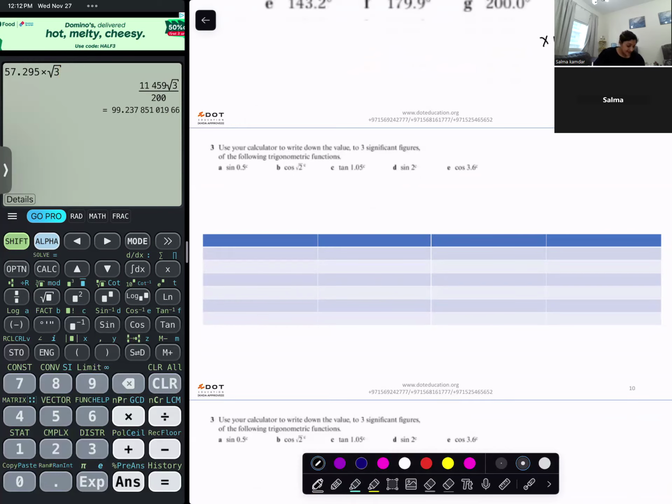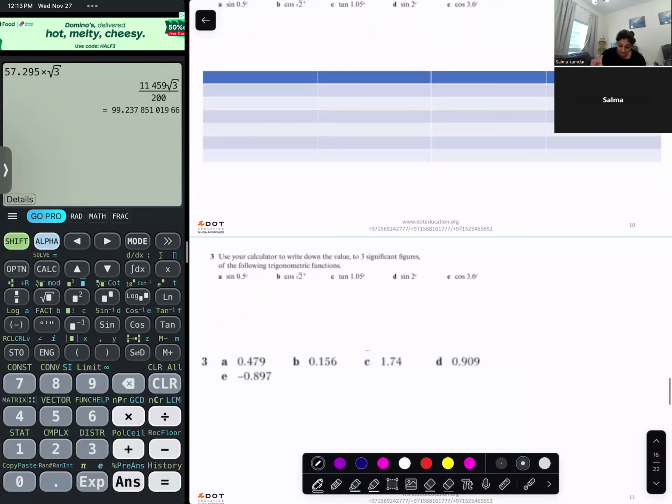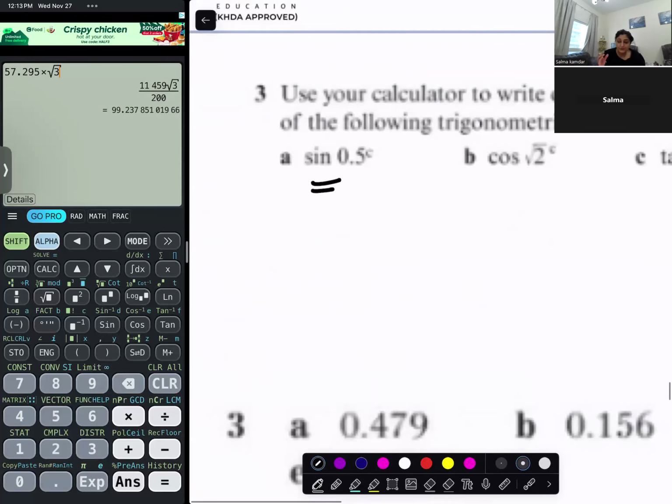Now the exercise 7A at Excel chapter number 7, radians. You have to write to 3 significant values the following trigonometric function. Now here they want sine 0.5 rad. It is very important for you to note over here that your calculator would be on the degree mode.